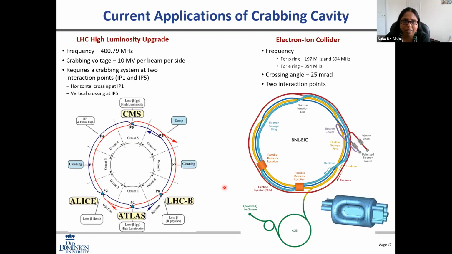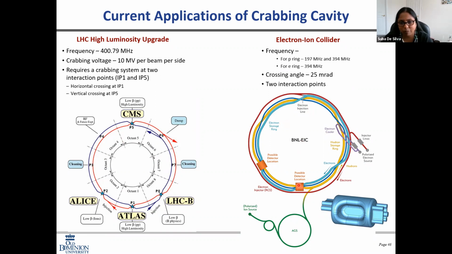So I put down here two current applications that are implementing these cavities. One is the LHC high luminosity upgrade, where they will be installing two crabbing systems, or several crabbing systems, at two interaction points, which are ATLAS and CMS. The other current application, which just started into project level, is the Electron Ion Collider.